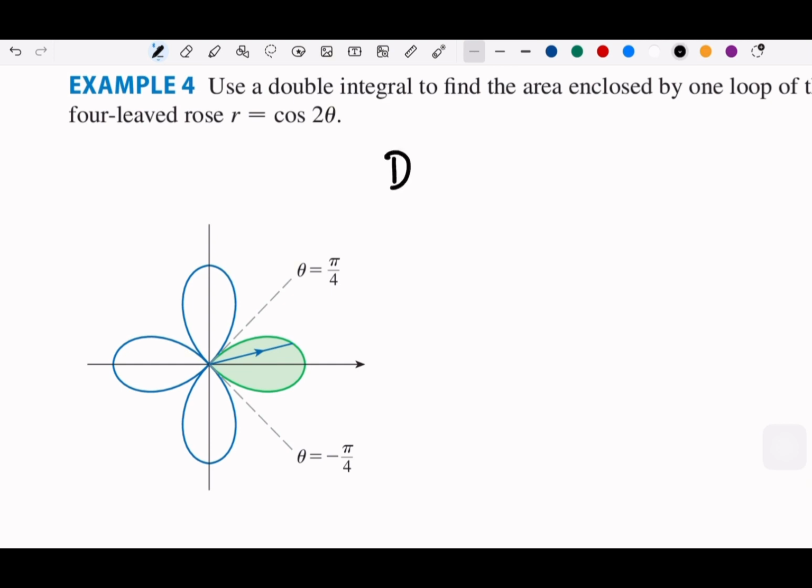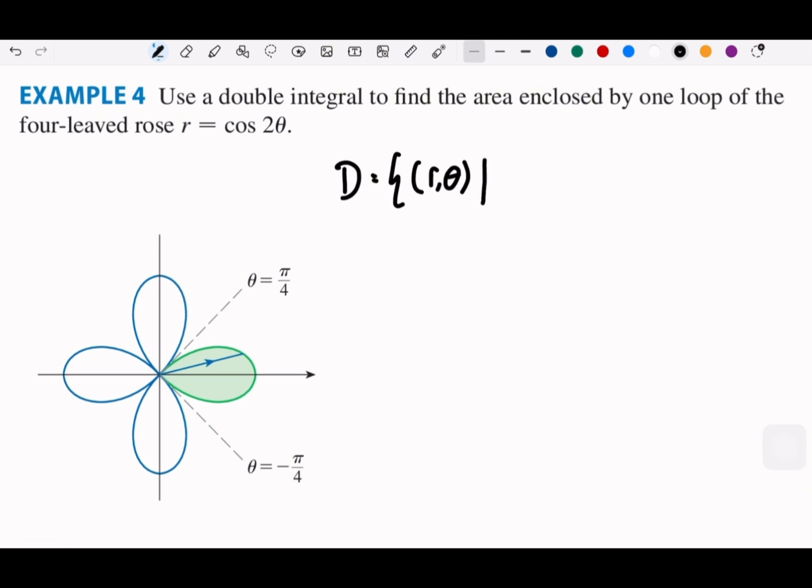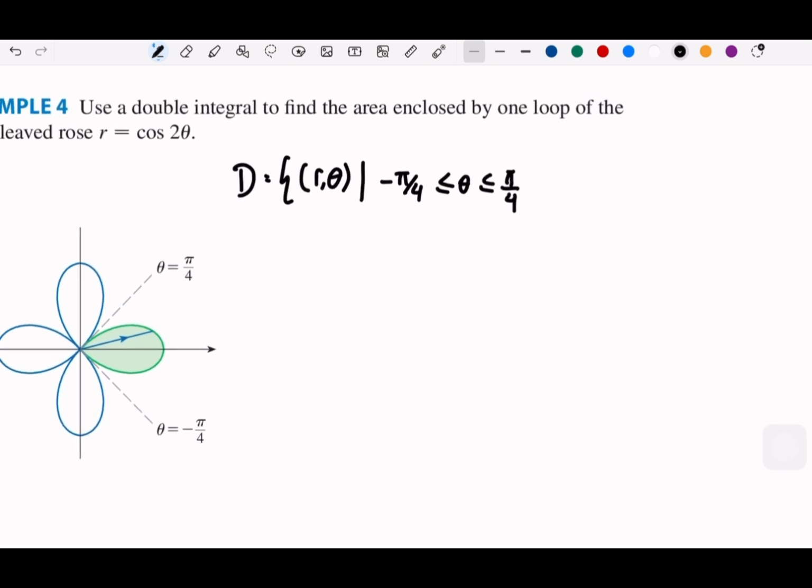And since there are no other polar curves, only one function, right? Only r equals cosine 2 theta. So we can write D, and we can explain the endpoints. So theta is from negative pi over 4 to pi over 4, and then for the r, if there is no other information, the lower part of the function will be 0 up until this cosine 2 theta.